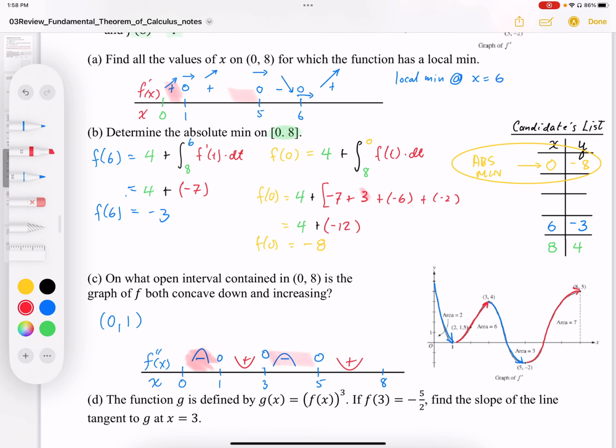So from 0 to 5, so then the region that is concave down and increasing is going to be from 3 to 5. Okay, so at 3, that's our concave down boundary, and those are the two regions, the two intervals where it's both concave down and also increasing.